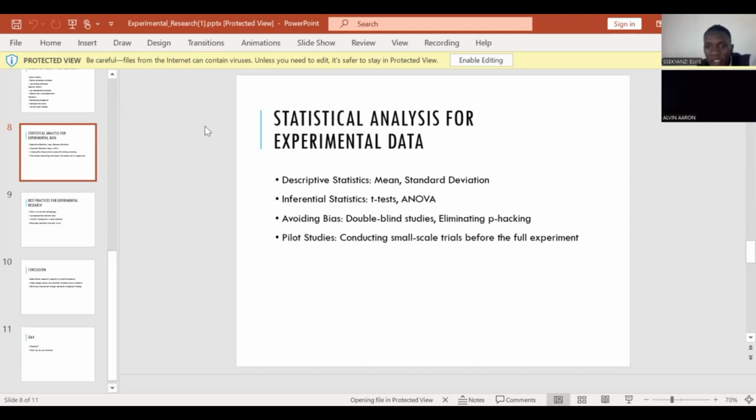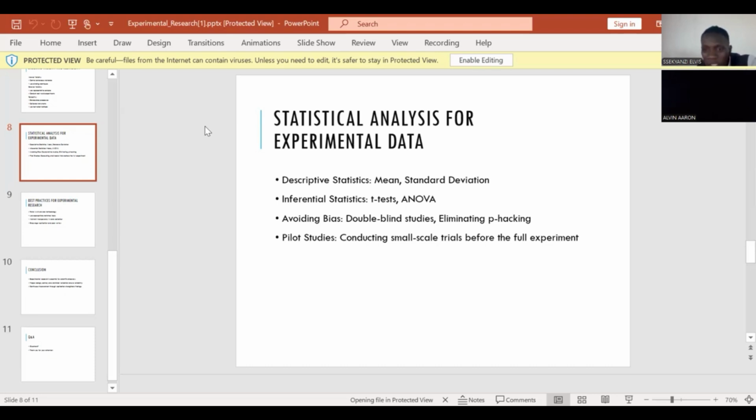Another we shall have is avoiding bias as a statistical analysis method. Avoiding bias basically emphasizes the critical need to minimize bias in your experiment. And here we shall use methods like double-blind studies. This is a procedure where neither the participants nor the researchers know which group the participants are assigned to. Basically, it helps reduce the experimenter's bias and the participant's bias.